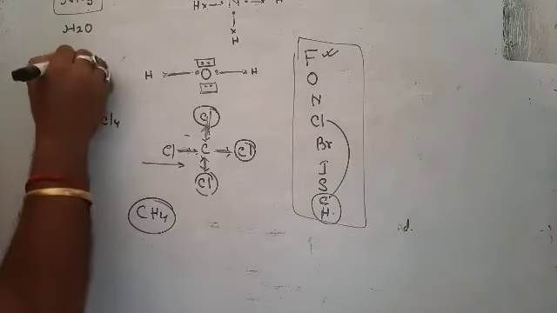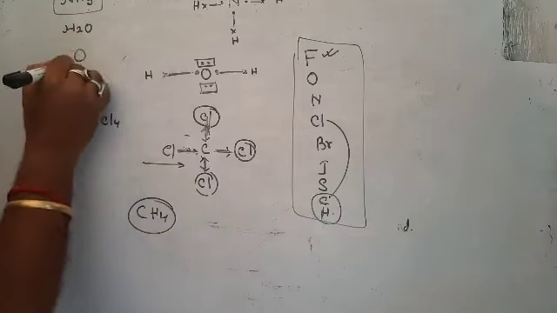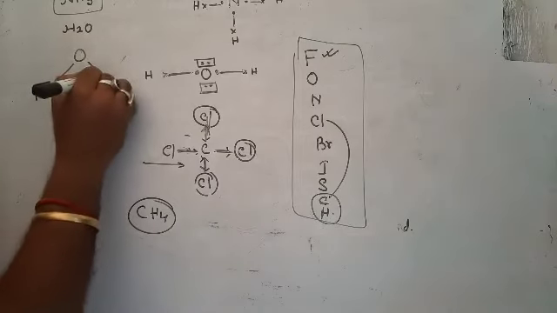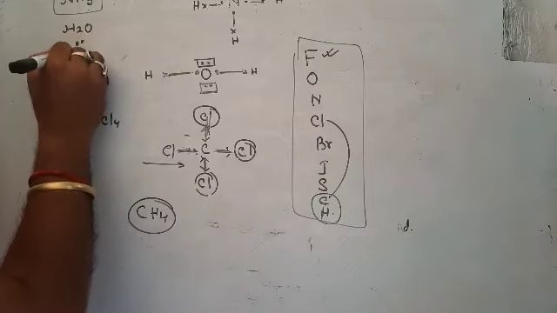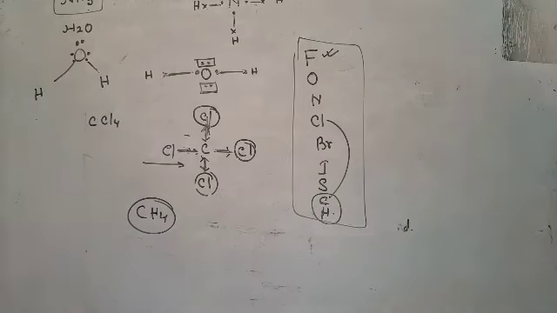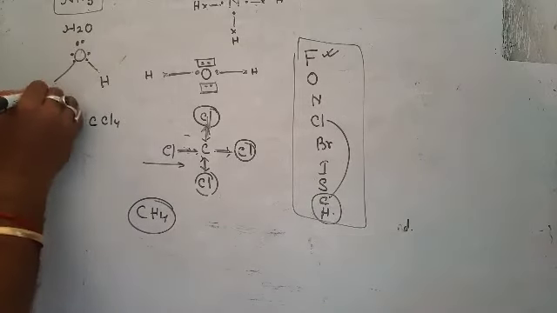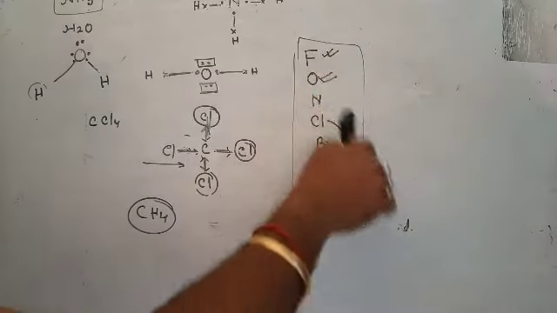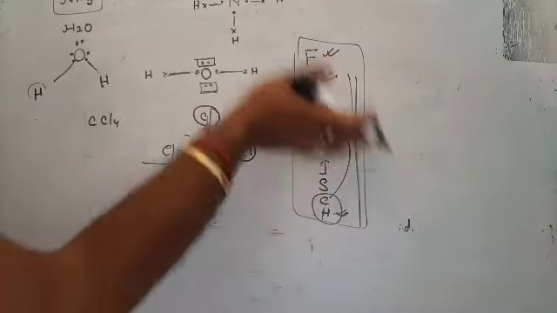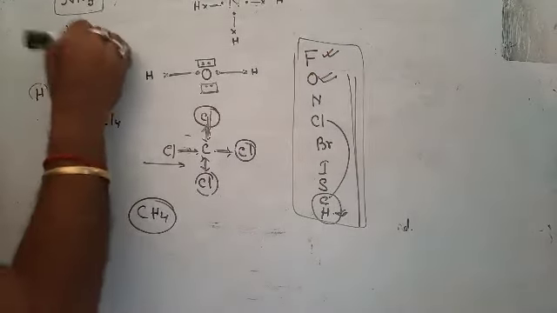What about water, H2O? Oxygen here, with 2 hydrogens and 6 valence electrons. This is the oxygen atom and this is the hydrogen atom. Oxygen is here and hydrogen is here. Their electronegativity difference is very large, so it becomes slightly negative on one side and slightly positive on the other.